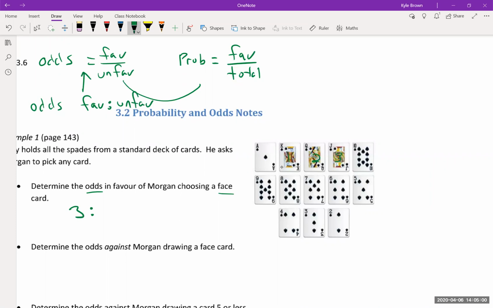So 3 and then dot, dot. My unfavorable now would just be everything else. It's like the complement, like we did before. After we've used 3, there would be 1, 2, 3, 4, 5, 6, 7, 8, 9, 10 left. So 3 to 10. Okay, hopefully that makes sense.